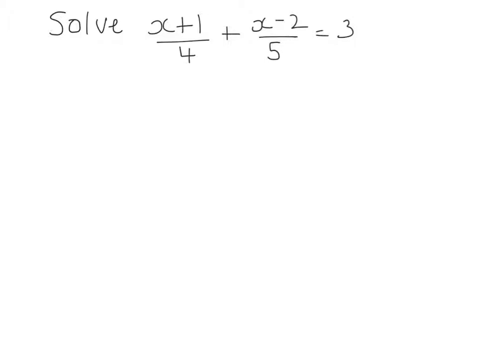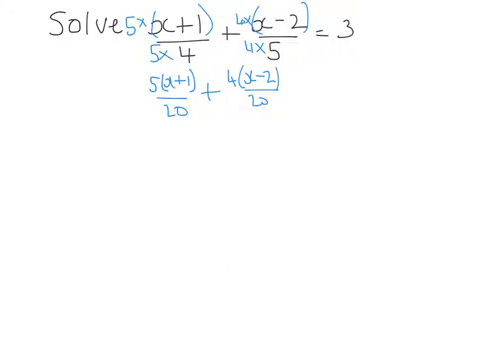Well, what I'm going to do is to find a common denominator. So I'll times by 5 the top and bottom of this first fraction, and by 4 the bottom of this fraction and the top of this fraction. That way I get a common denominator. So this will be (5(x + 1))/20 + (4(x - 2))/20. All of a sudden now I've got a common denominator, so I can add these two together. So that'll be 5(x + 1) + 4(x - 2).